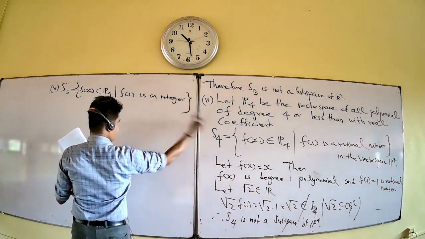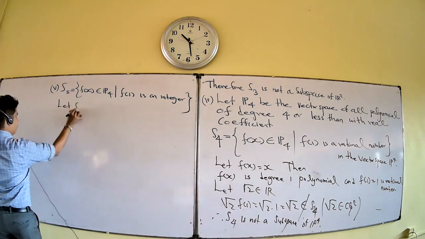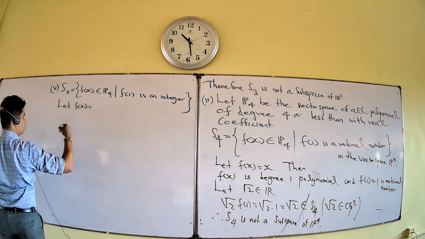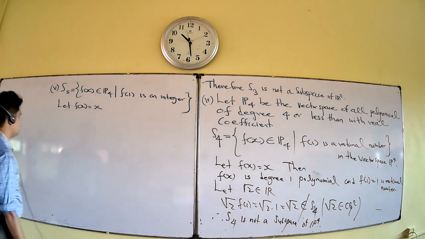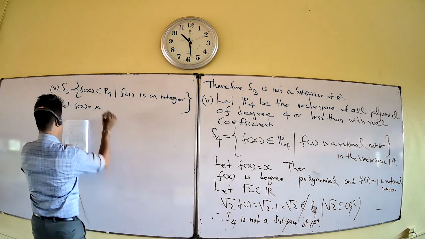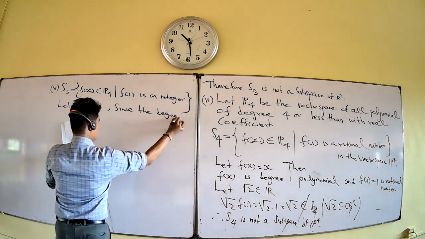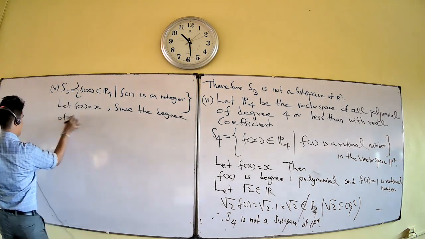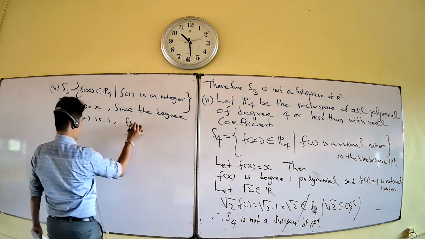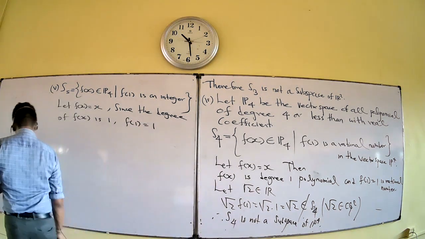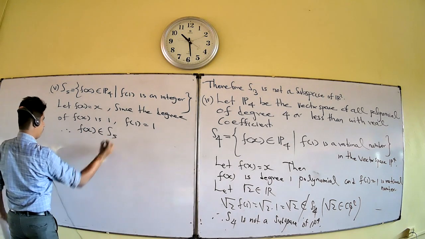So, like the same as this question, you can take any polynomial of degree 4 or less than 4. Then you can take an arbitrary polynomial, f of x equal to x, therefore its degree is 1. Since the degree of f of x is 1, f of 1 is 1 from this equation. So this f of x belongs to S5.